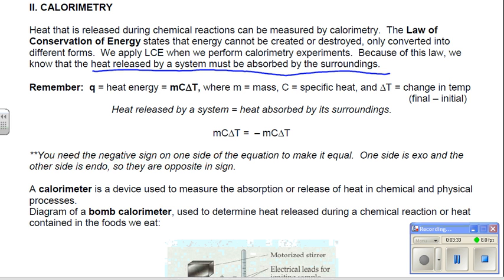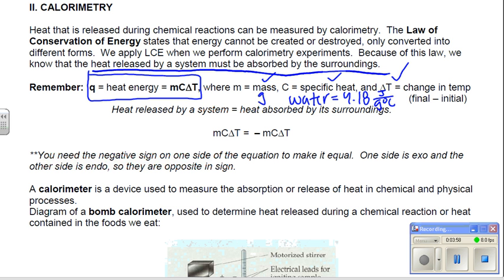Okay, so the equation you use is q = mcΔT. M stands for mass, in grams. C stands for specific heat, and specific heat is a constant for different materials. So for example, water's specific heat is equal to 4.18 joules per gram degree Celsius. And then delta T. Now, anytime you see delta or this little triangle, that means a change in something. Well, T stands for temperature, so we've got your final temperature minus your initial temperature.